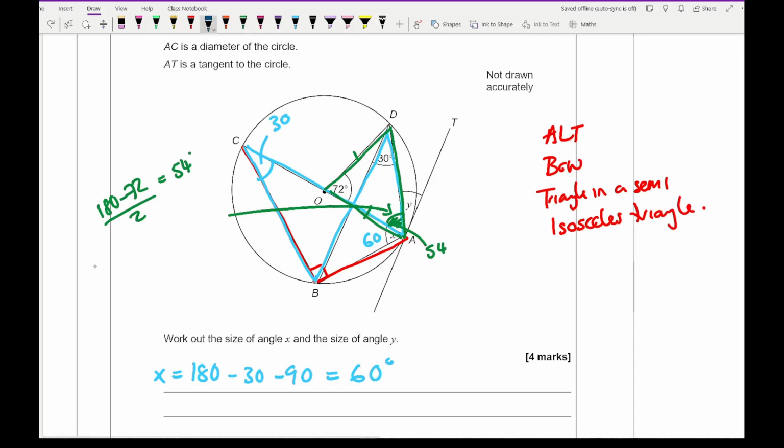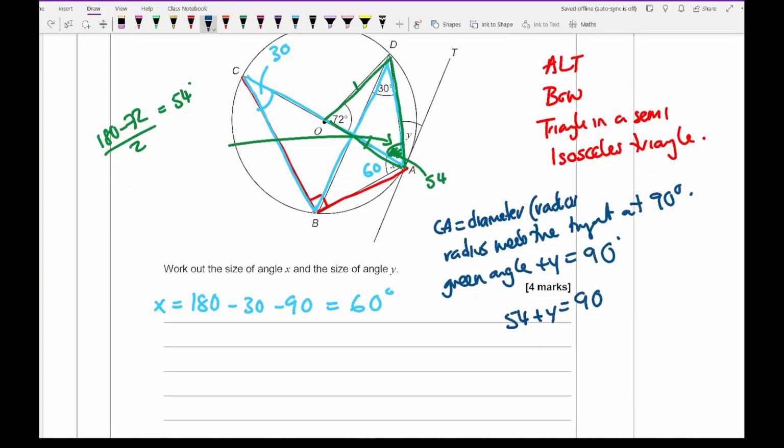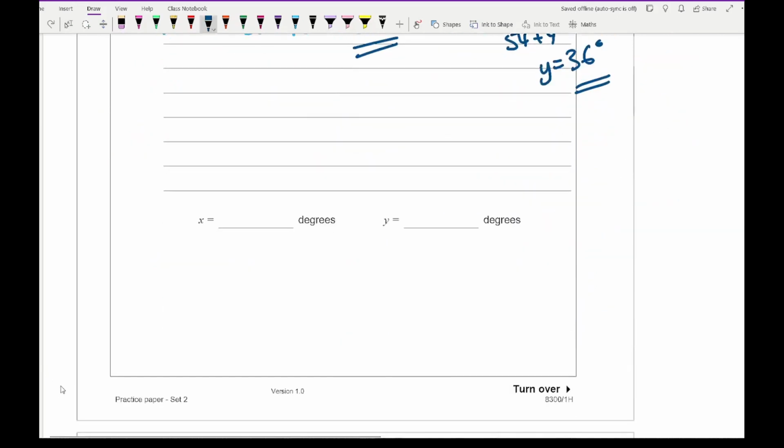Now what I also know is that CA is the diameter of the circle, or in other words also the radius, and the radius meets the tangent at 90 degrees. So it means that this green angle plus Y adds up to 90 degrees. So if the green angle is 54, so 54 plus Y equals 90, so Y equals 36 degrees. And there is my two answers. So x equals 60 and y equals 36.